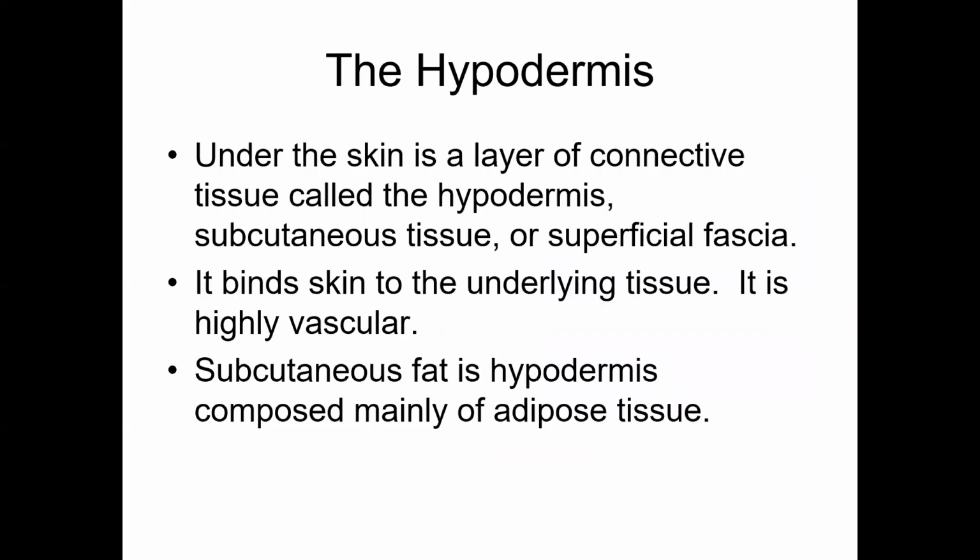Under the skin is a layer of tissue called the hypodermis. The hypodermis is not part of the skin. Hypodermis means under the skin, subcutaneous tissue. Its job is to hold the skin to the underlying tissue. Now, lots of blood vessels through here in the hypodermis. Subcutaneous fat is a type of hypodermis.